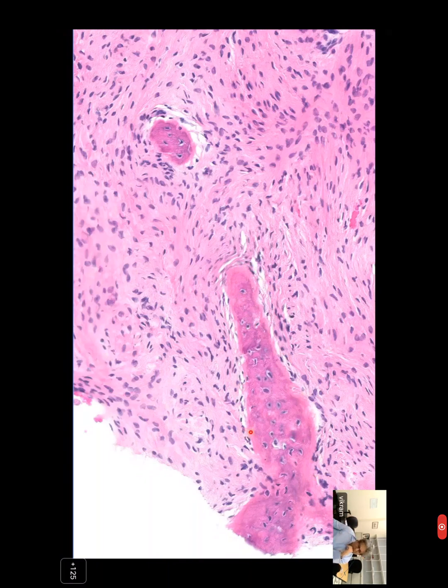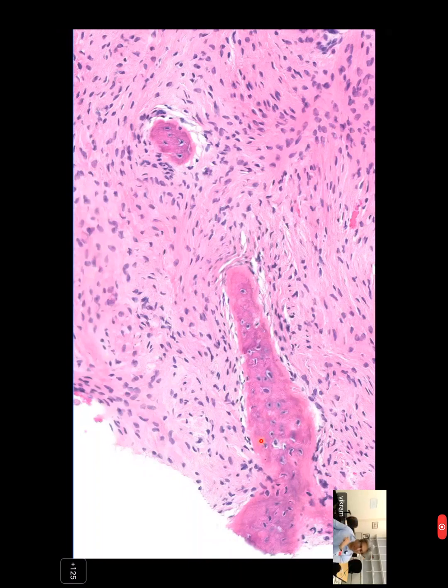Okay, so let me ask you another question. Do you think this is normal cancellous or cortical bone, or is this woven bone? I thought this was woven bone, sir. Very good. This is woven bone. But why do you think it is woven bone?